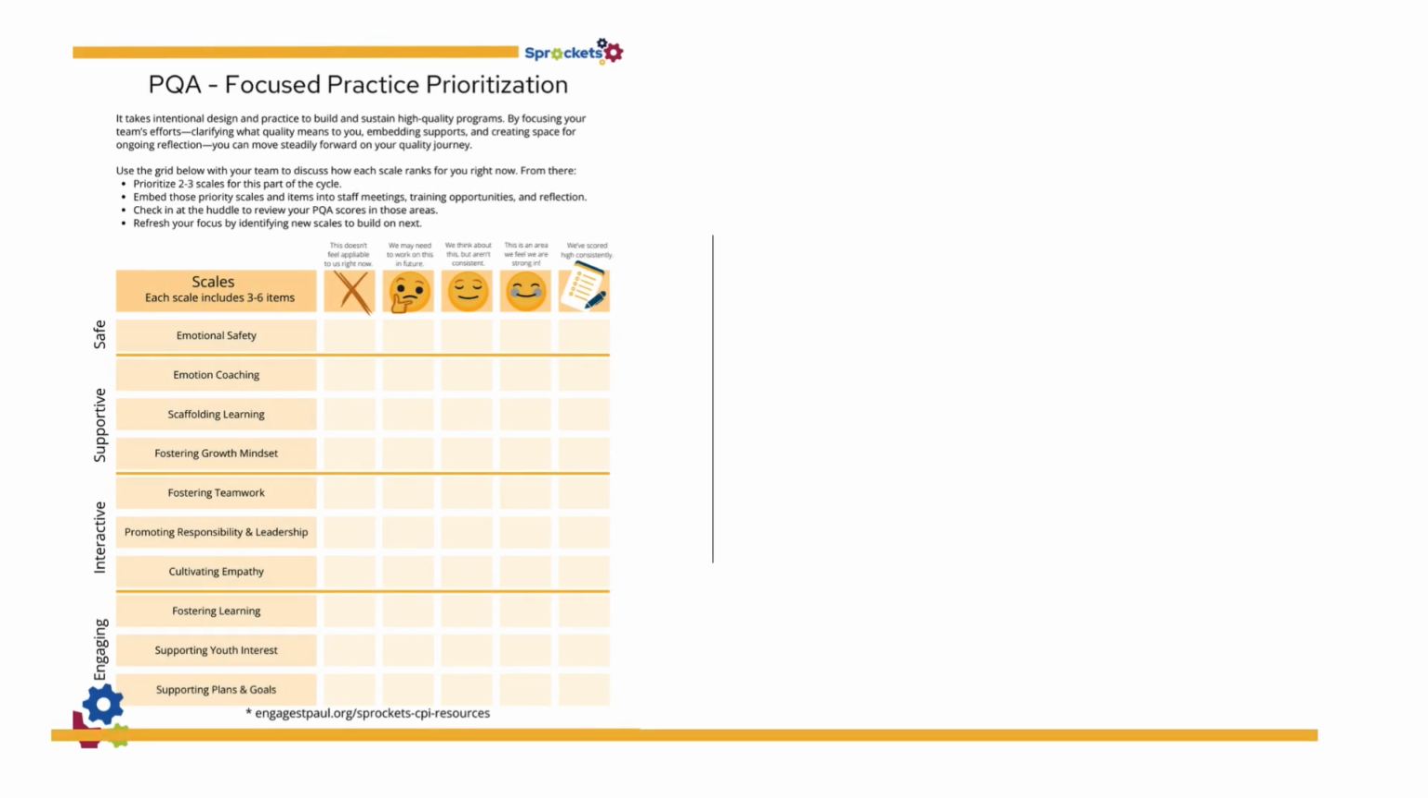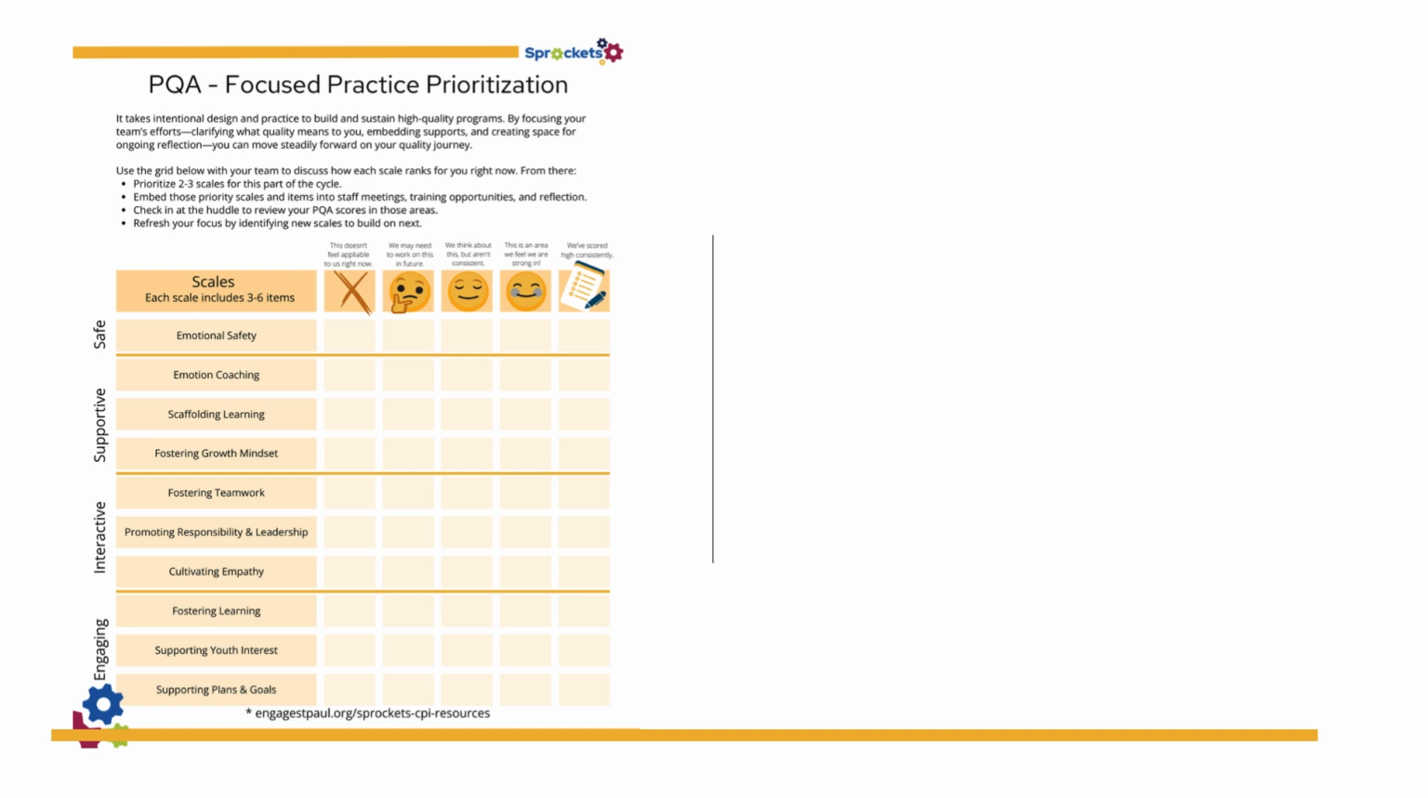This is the Focused Practice Prioritization Sheet, a guide to help your team identify which practices to focus on at the beginning of your cycle. Yes, every practice matters, but narrowing in on what's doable right now will set you up for greater success. This form helps your team talk together and choose 2 to 3 scales to focus on. Once you've identified them, you can use staff meetings, program planning, or professional development to intentionally build around those scales.